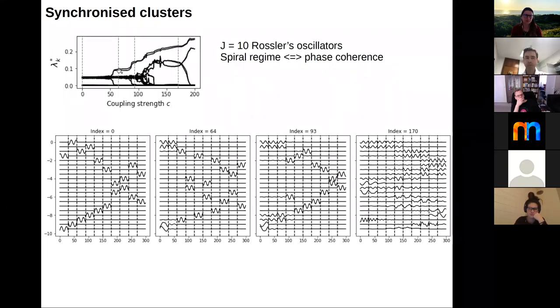Here, when we have the formation of the first synchronized cluster, we see that the cluster was built upon the phase coherence, phase synchronization of oscillators 1 and 2, because they are sharing one oscillator mode here. Increasing the coupling strength, oscillators 1, 2, and 3 are phase synchronized. And then at this point here, you have oscillators 1, 2, 3, 4, and 5 phase synchronized.